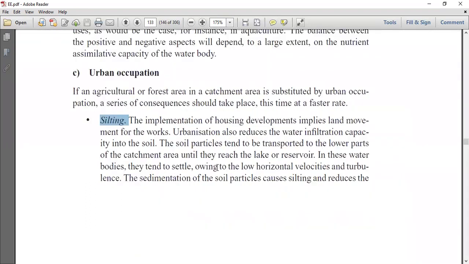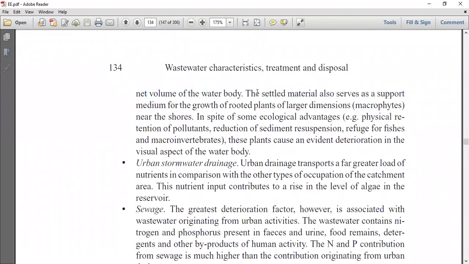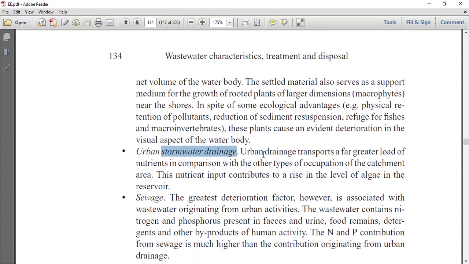The sediments of the soil particles cause silting and reduce the net volume of the water body. The settled material also serves as a support medium for the growth of rooted plants of a larger dimension near the shores. In spite of some ecological advantages, these plants cause an evident deterioration in the visual aspect of the water body. Urban stormwater drainage. Urban drainage transports a far greater load of nutrients in comparison with the other types of occupation of the catchment area. This nutrient import contributes to a rise in the level of algae in the reservoir.